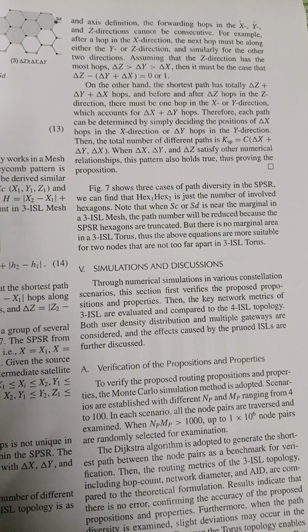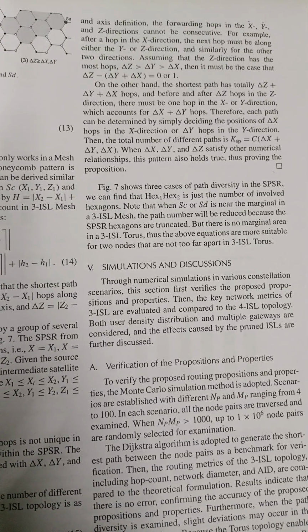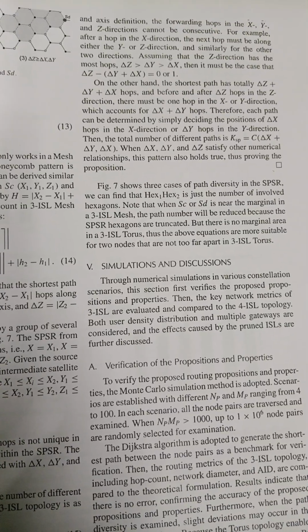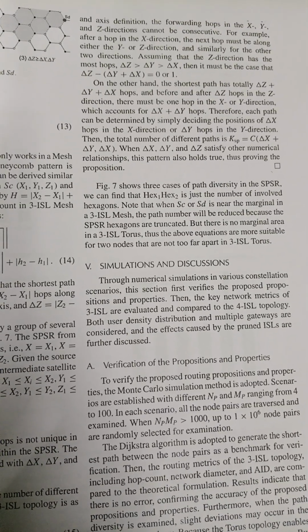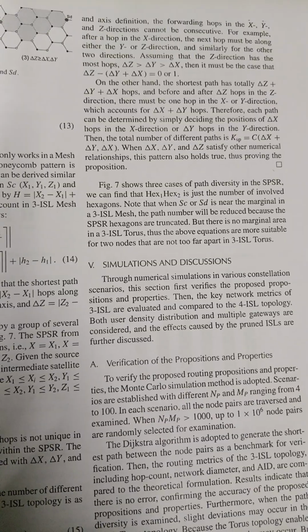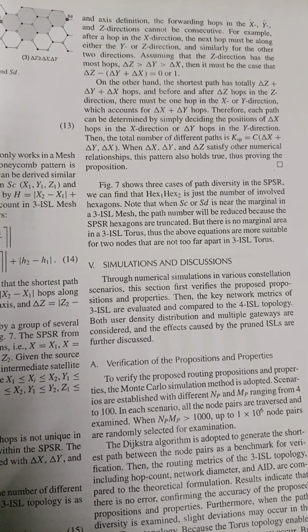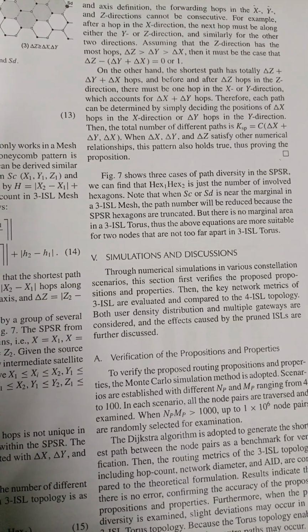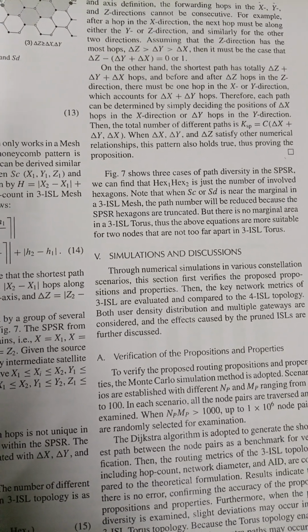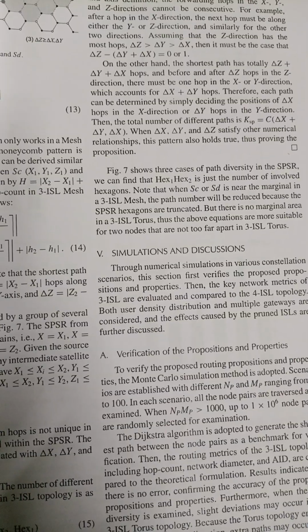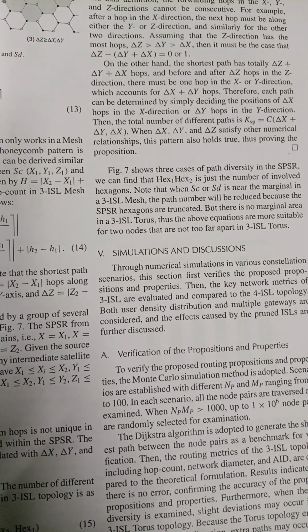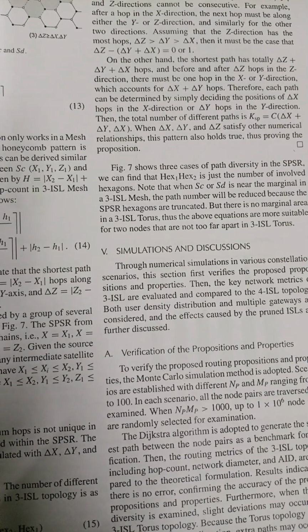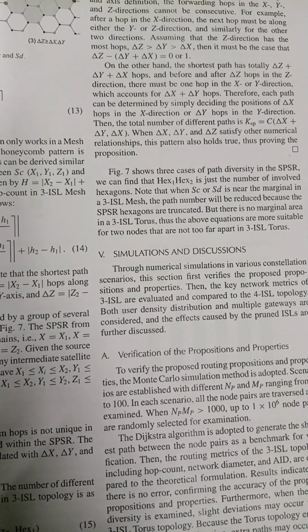For the three cases of path diversity in SPSR, we find that x1 and x2 is just the number of involved hexagons. Note that if SA or SD is near the margin in the 3ASL mesh, the path number will be reduced because the SPSR hexagons are truncated, but there is no marginal area in the 3ASL torus. Then the above equations are more suitable when two nodes are not too far apart in the 3ASL torus.